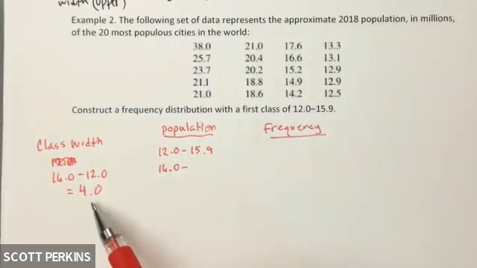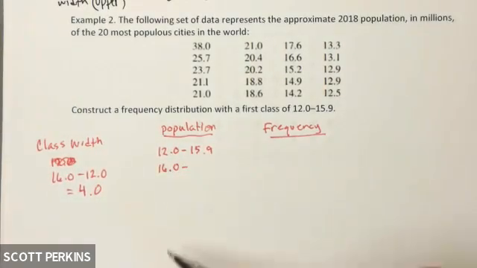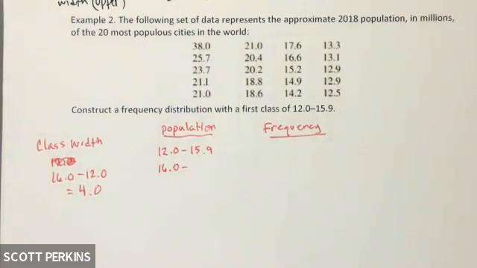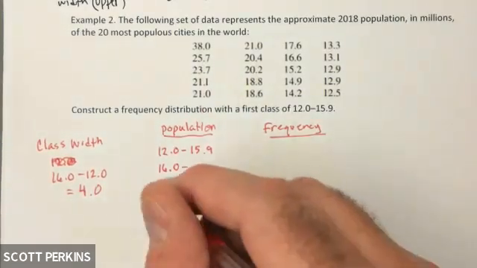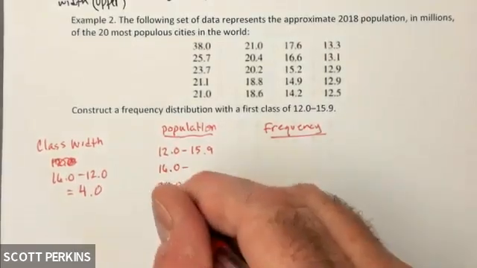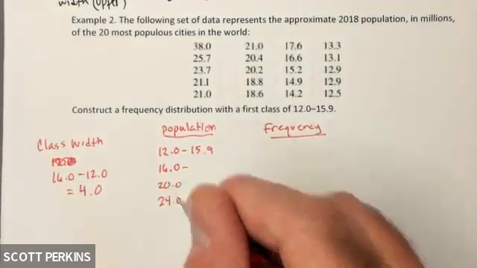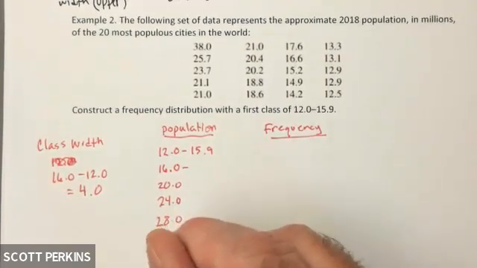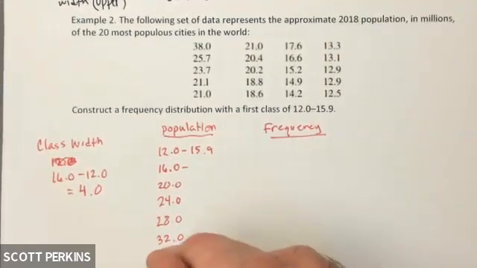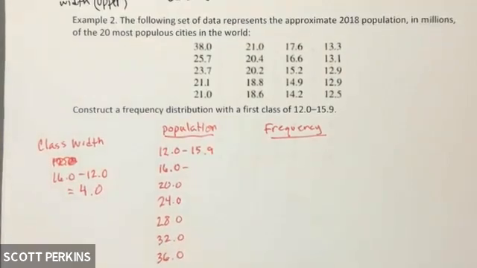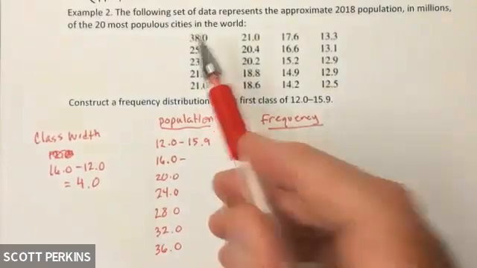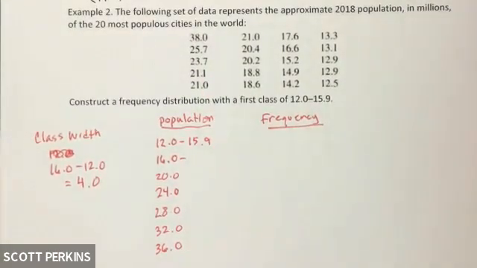So now I'm going to use this 4.0 class width to make enough classes so that I can accommodate my largest piece of data, which is 38. Okay, so when I add 4 to this, I get 20. Add 4, I get 24. Add 4, I get 28. Add 4, I get 32. Add 4, I get 36, a lot of classes. If I was to add 4 more, I'd get 40, and 40 is bigger than my largest piece of data, so I do not need another class.